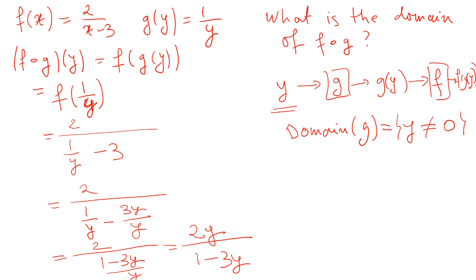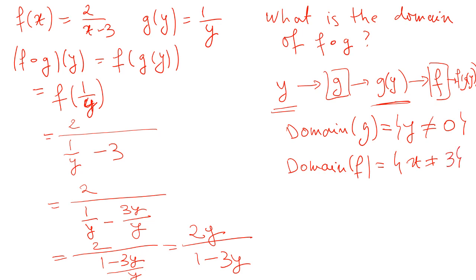Okay? And now, second, we need that g of y to be in the domain of f. But what is the domain of f? Because I divide by x minus 3, x minus 3 cannot be 0. Then x cannot be 3. So the domain of f is all the points x that are different than 3.